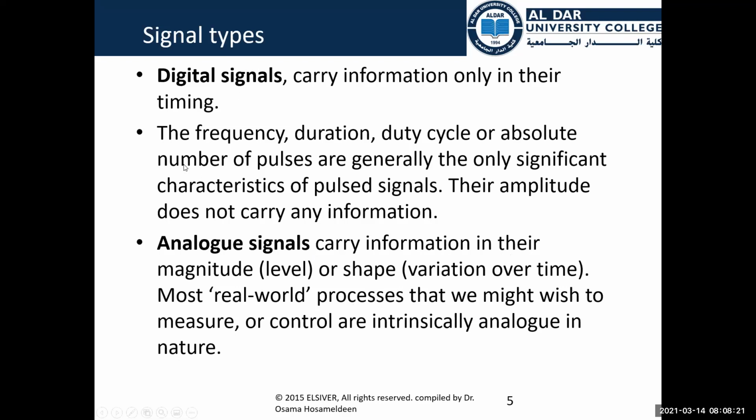Again, we have digital signal, we have analog signal. Digital signal carries information in its frequency, in its duration, in its duty cycle, or the absolute number of pulses. These are the parameters that can be used to carry information on digital signal. But in analog signals, it is different. We carry information on the magnitude or the shape of the signal or the transition of the signal over time. And most real world phenomena are expressed in analog signal.